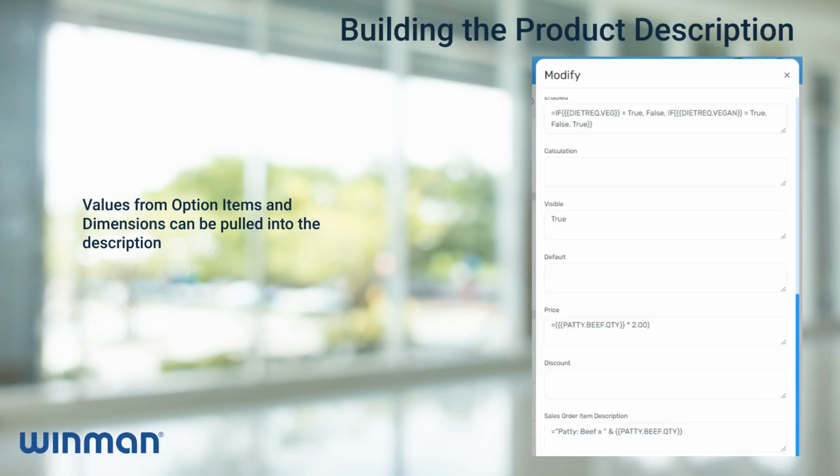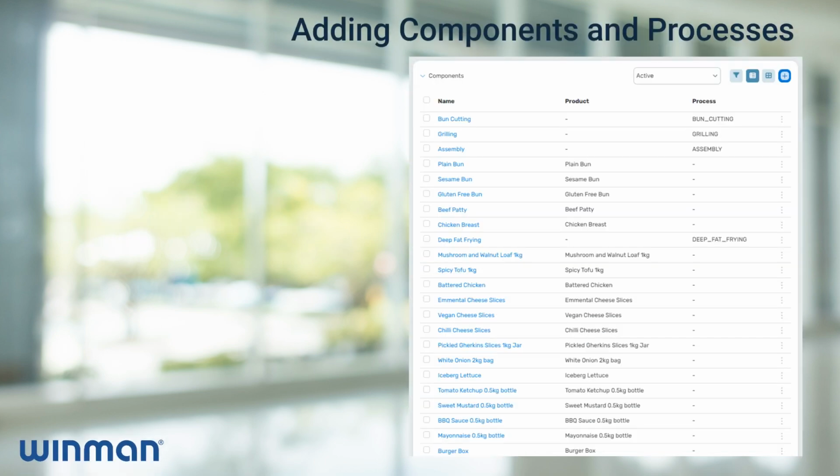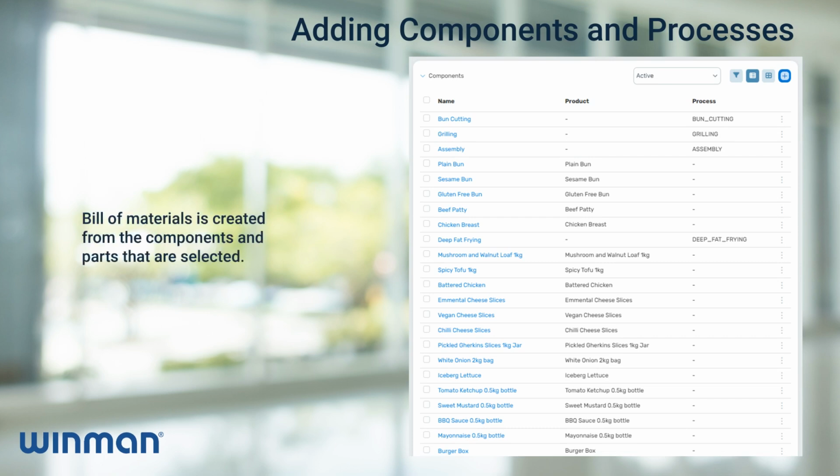Option items are used to build the product description. Values from option items and dimensions can be pulled into the description, and calculations can also be made if required. In the example, we are adding the label of patty and then the patty type along with the quantity required. Components and processes are an important part of the configurator, as these will be selected to create the bill of materials. Whether the component or process is selected and what the required quantity will be are all driven by statements similar to the ones used to control the options, option items, and dimensions.